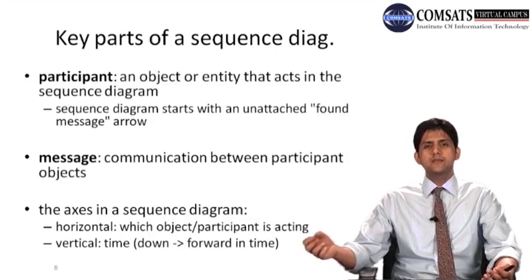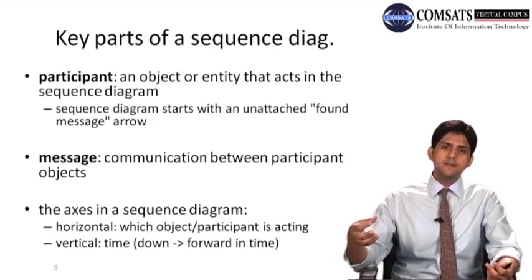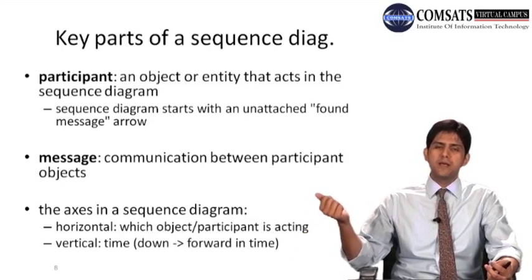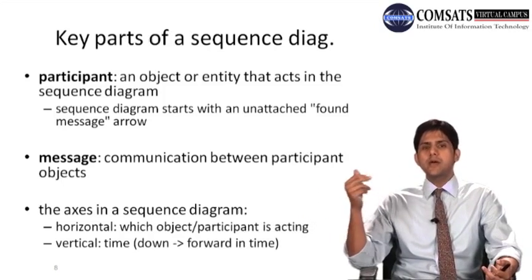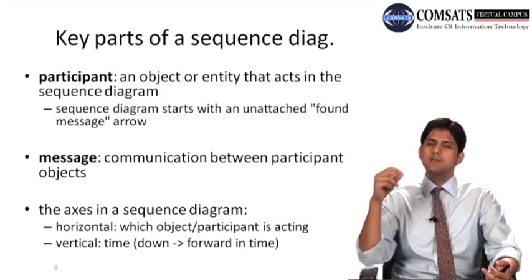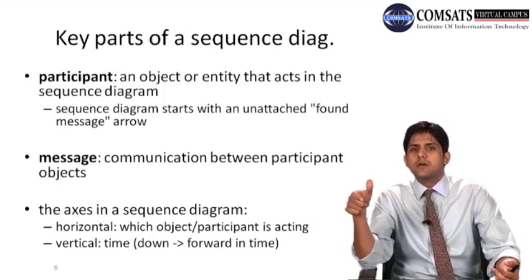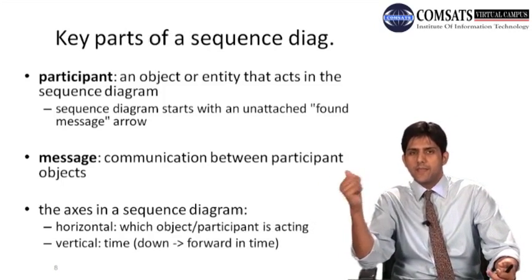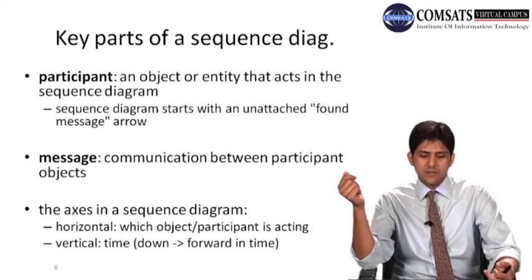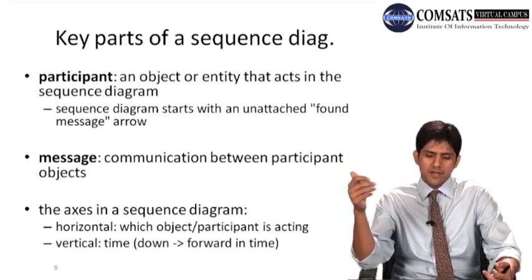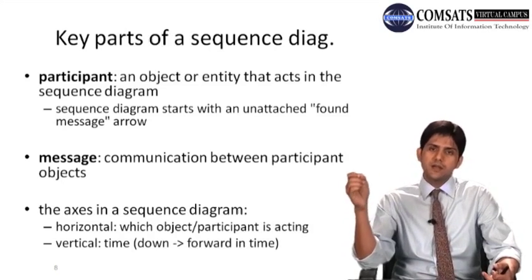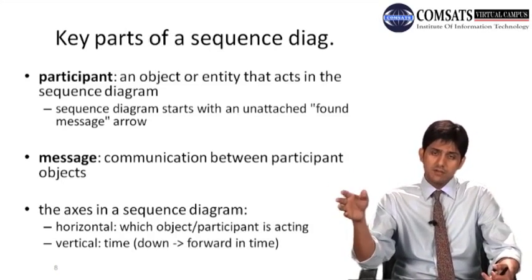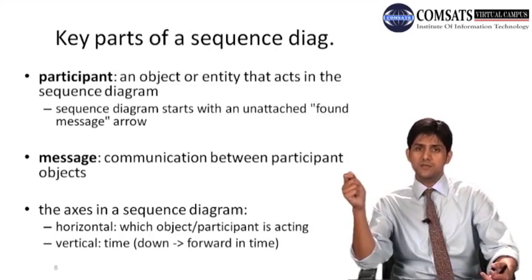This found arrow can be attached to an actor, or it's basically some message or event coming from another system. And that particular arrow, which we call a found message, triggers a scenario or interaction between different objects, and that's what we try to model in system sequence diagrams. Then we have the messages. Messages are communication between participants, objects. So we have some participating instances of classes in a system sequence diagram, and through these messages we show the interaction between those objects.